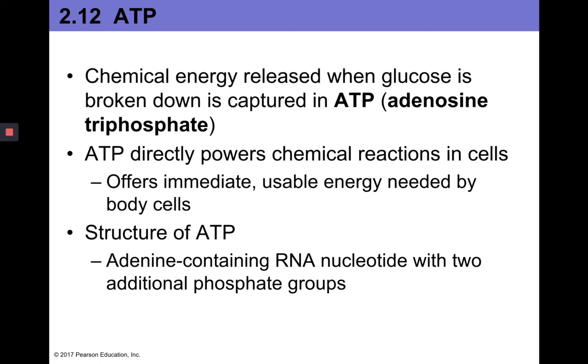The structure of ATP is similar to nucleotides. It contains a nitrogen-containing base, in this case adenine. It contains a phosphate group, and it contains a sugar. Now it's similar to an RNA nucleotide, so its sugar is ribose.